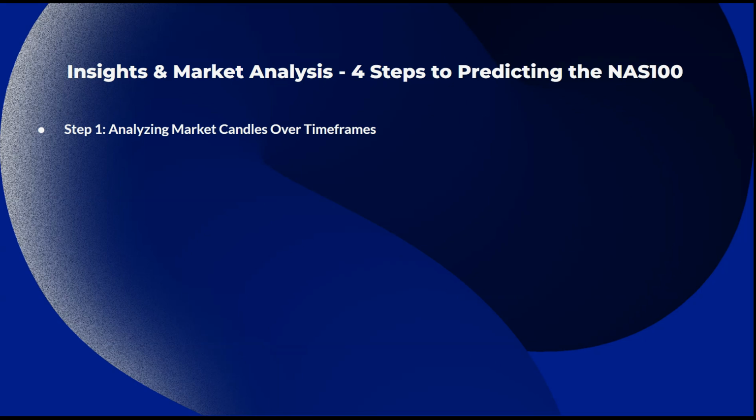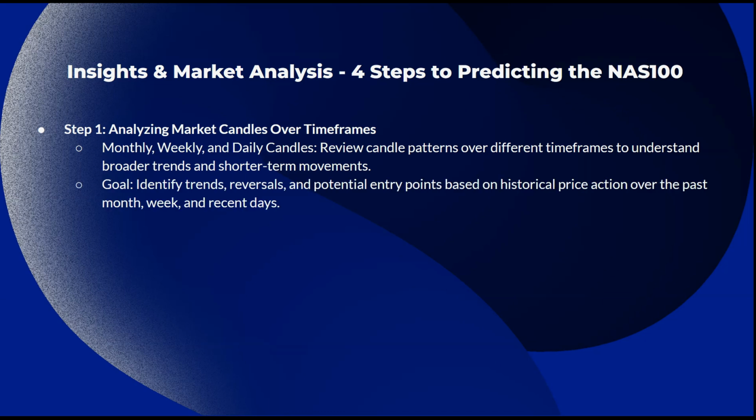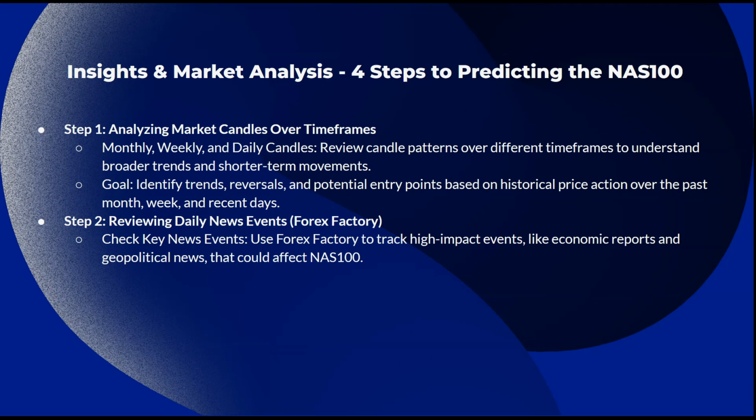Step 1, analyzing market candles over time frames: monthly, weekly, daily candles. Review candle patterns over different time frames to understand broader trends and shorter term movements. The goal is to identify trends, reversals, and potential entry points based on historic price action over the past month, week, and recent days. Step 2, reviewing daily news events, the Forex Factory. Check key news events. Use Forex Factory to track high-impact events like economic reports and geopolitical news that could affect the NAS100. The goal: anticipate potential volatility and align trades with market-moving events.